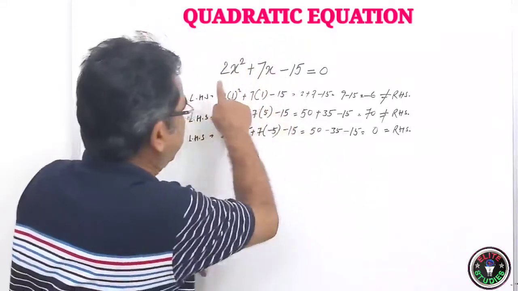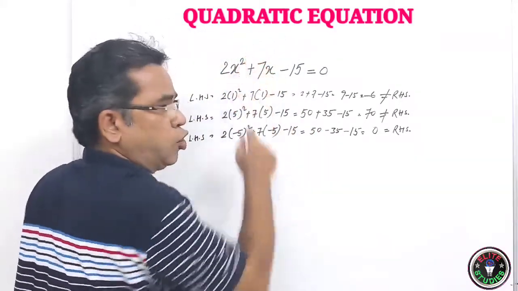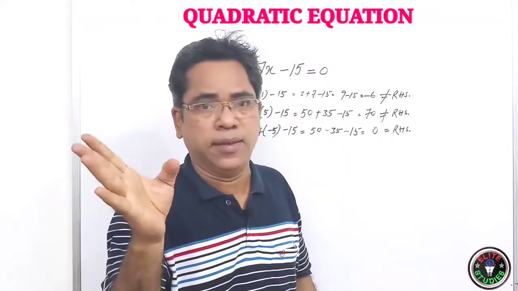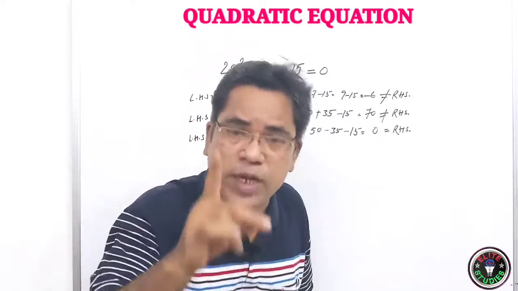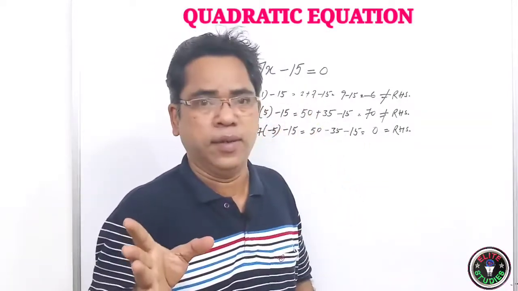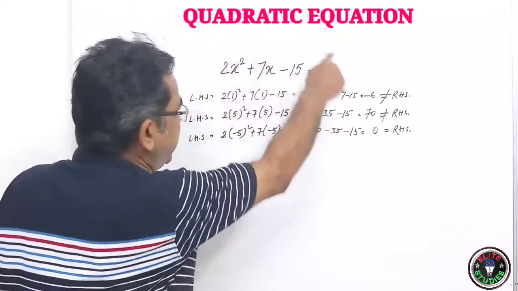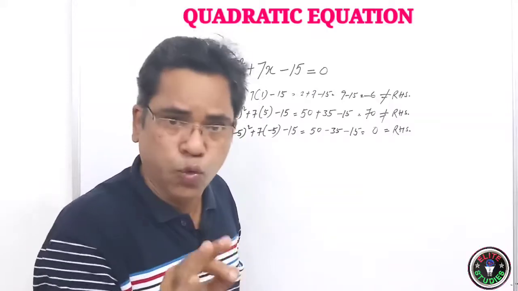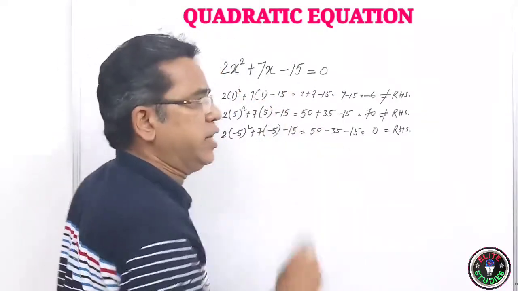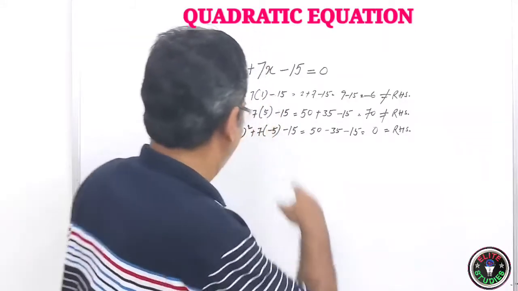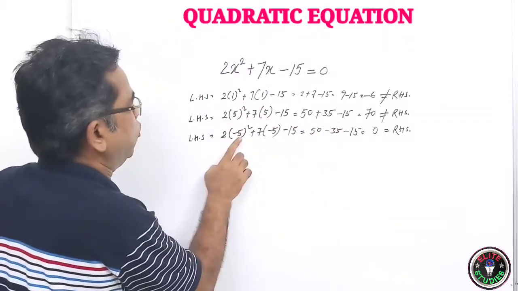Now here in this equation the degree is 2, so the number of roots will be 2, no more, no less. If the degree of an equation is 3, the number of roots will be 3, no more, no less. Now a quadratic equation is invariably an equation of degree 2. So therefore a quadratic equation has got 2 roots. And between these 2 roots we have found one.